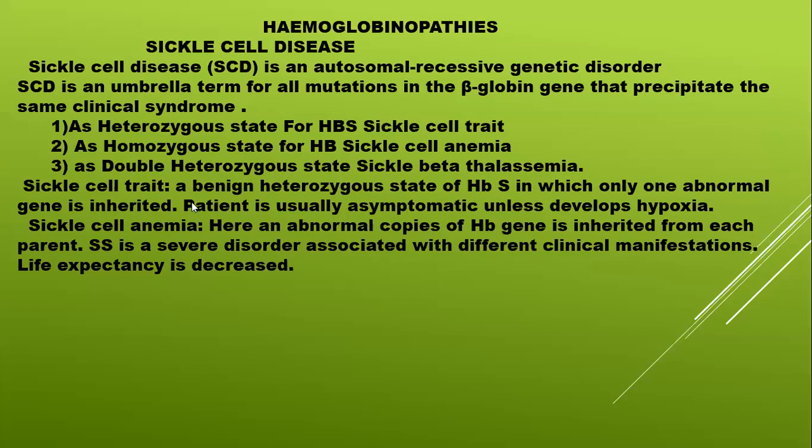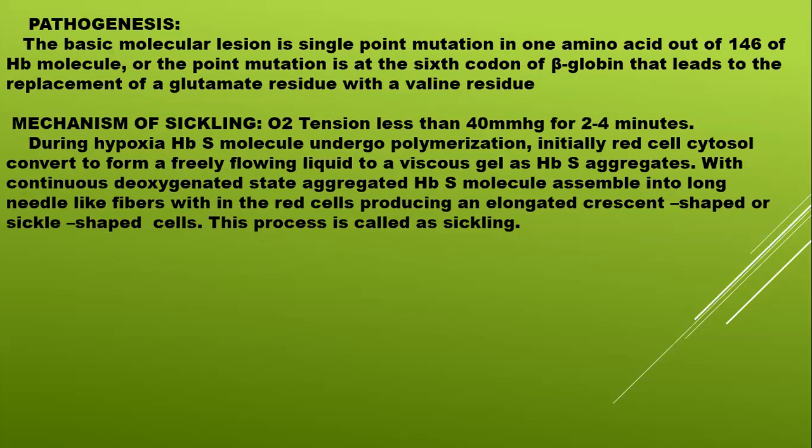In the sickle cell trait, a benign heterozygous state of hemoglobin S in which only one abnormal gene is inherited, the patient is usually asymptomatic unless hypoxia develops. The second is sickle cell anemia. Here, an abnormal copy of the hemoglobin gene is inherited from each parent, SS. It is a severe disorder associated with different clinical manifestations, and the life expectancy here is decreased.